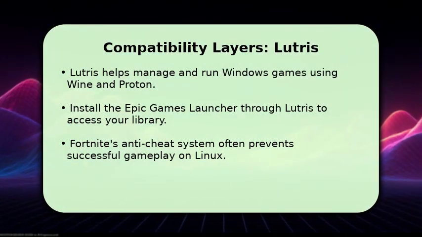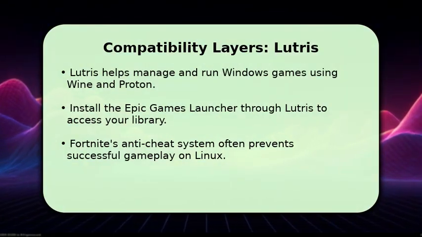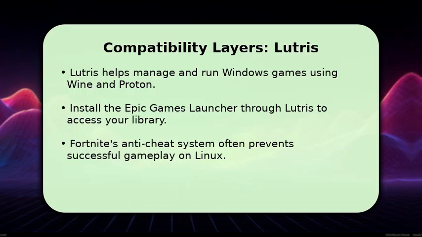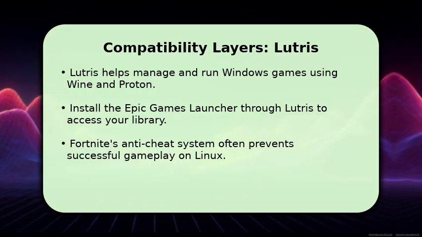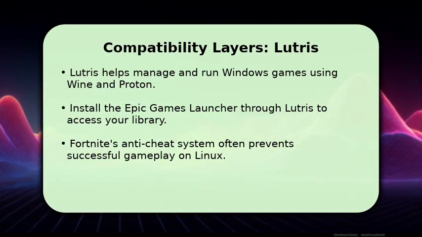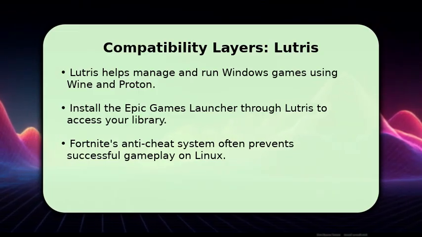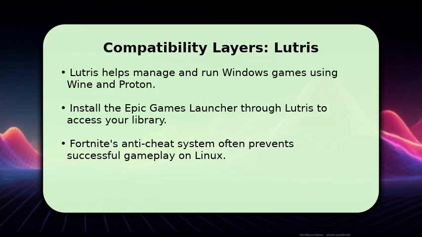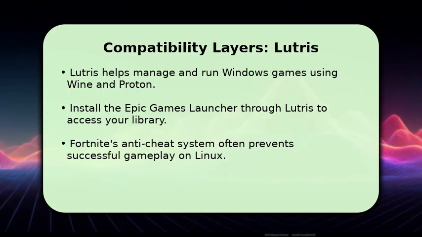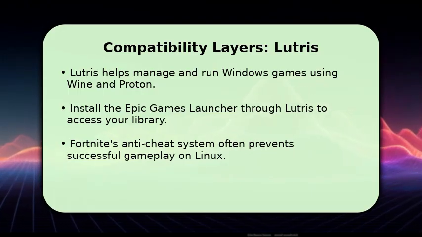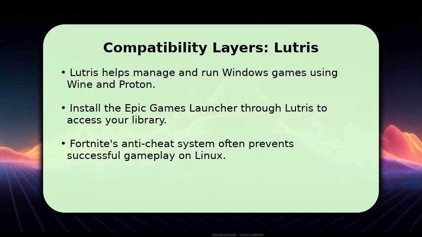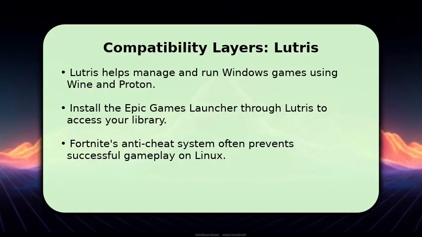Another approach involves using compatibility layers like Wine, often managed by tools such as Lutris or Heroic Games Launcher. These applications allow you to install and run the Epic Games Launcher, giving you access to your game library. However, Fortnite's robust anti-cheat system, Easy Anti-Cheat, typically prevents the game from running successfully on Linux through these layers. While Lutris is excellent for many other Windows games, Fortnite specifically presents a significant challenge due to this anti-cheat protection.